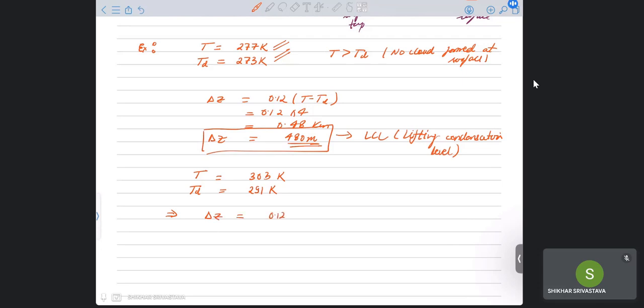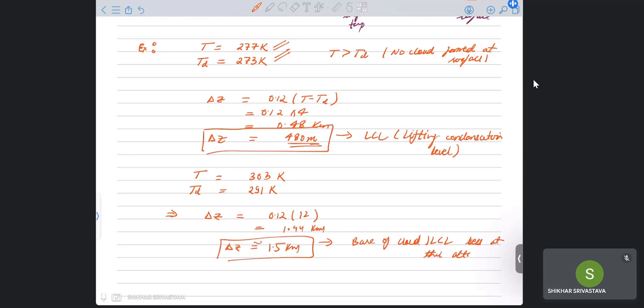It will be 0.12 times 9 through 12. So it will be what? 12 times 1440. Okay, so at 1.44 kilometers. So at around 1.5 kilometer height, the cloud will form. So the base of the cloud, or LCL, will lie at this altitude.